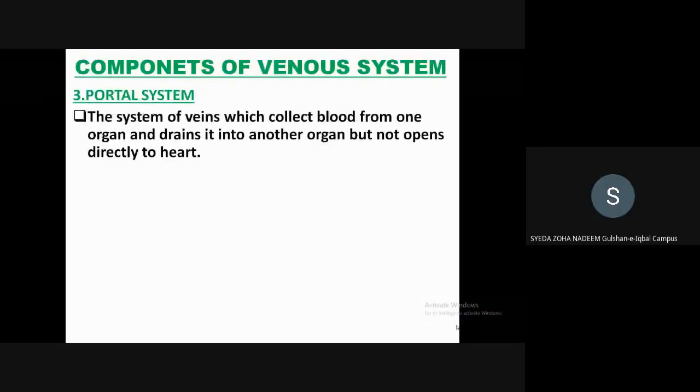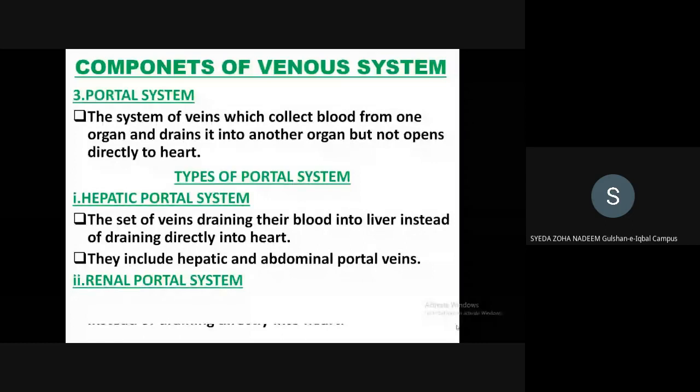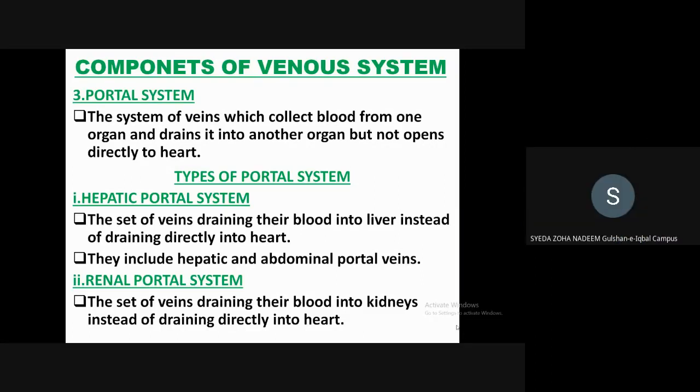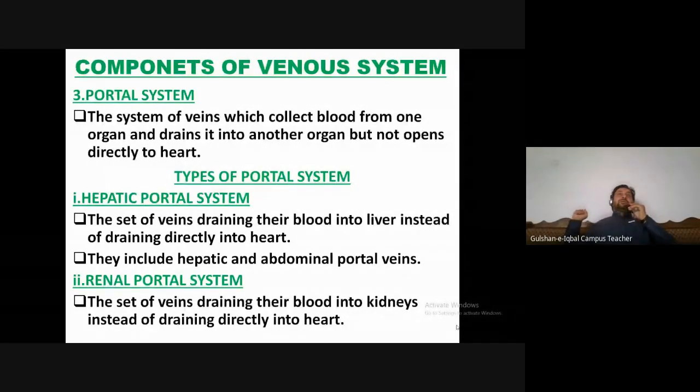Sir, what does it mean, drains into another organ? Drains means you collected something from one organ and dropped it into another organ. That is known as draining. Where is the oxygen present in the venous system, beta? Only in the pulmonary vein is oxygen present. In the remaining blood, there is no oxygen present. The venous system collects deoxygenated blood.